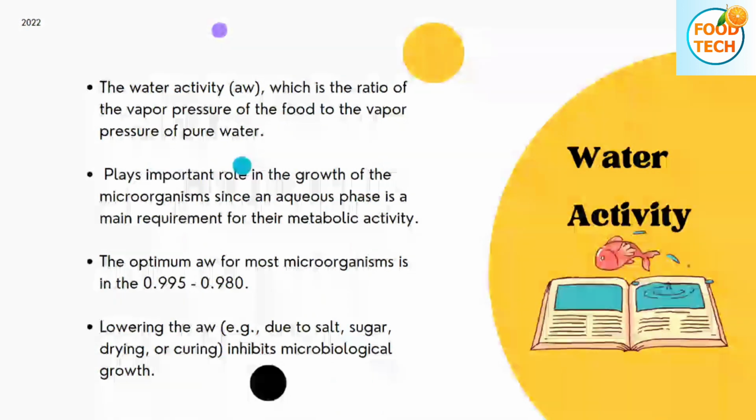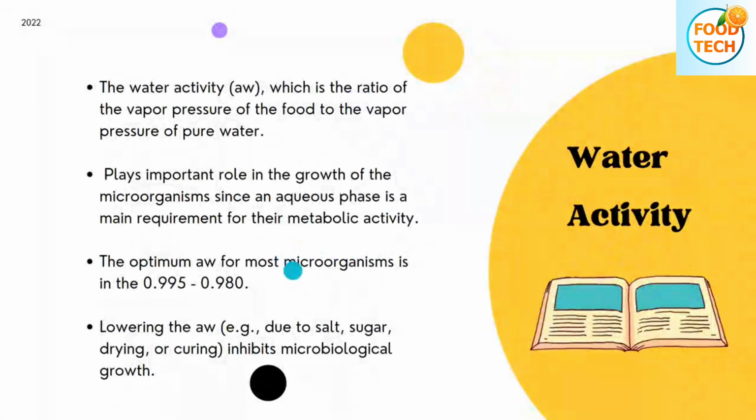Now, water activity plays an important role in the growth of microbes, since the aqueous phase is the main requirement for their metabolic activity. As I said, microbes require water for their activity, because water is very essential. Also, if water is present, they can grow at a rapid speed and move freely in the water, so they can form colonies very easily and spoil the food very easily.